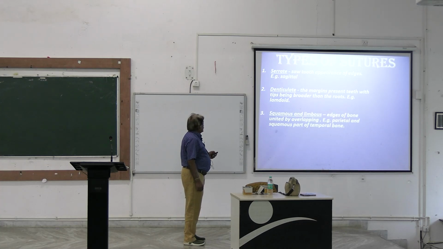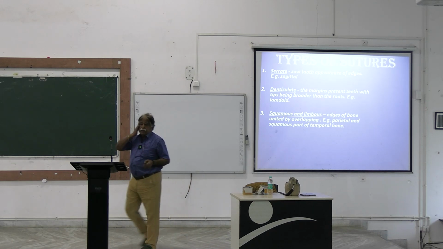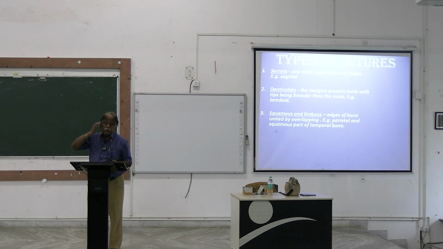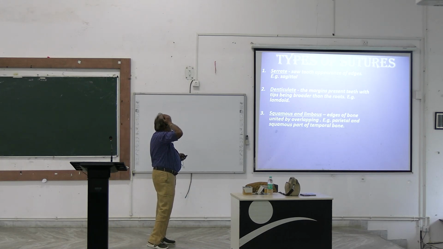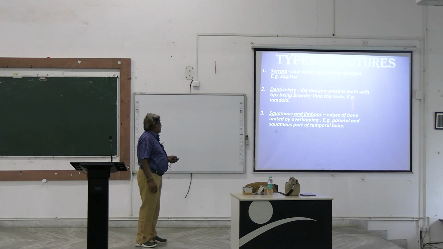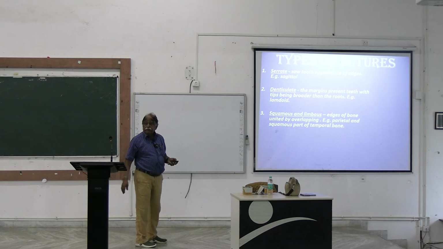Squamous and limbus, edges of the bone united by overlapping. Example, parietal and squamous part of the temporal bone. The temporal bone is here. This is the external auditory meatus of the temporal bone. Squamous and limbus, edges of bone united by overlapping, example parietal bone and squamous part of the temporal bone.